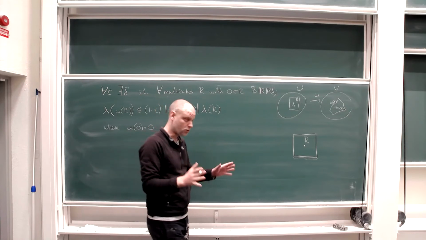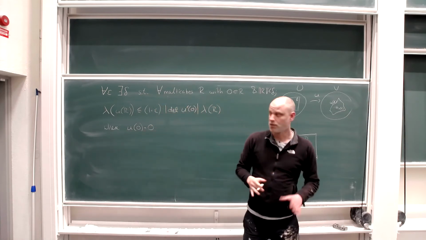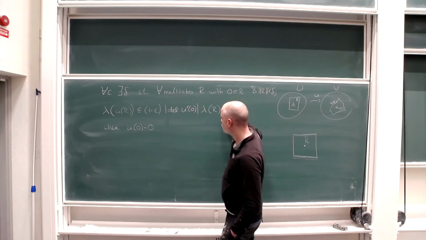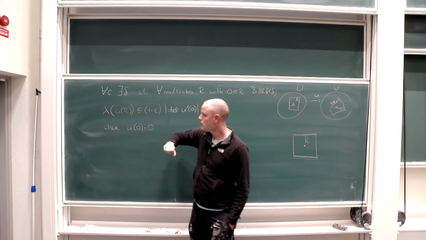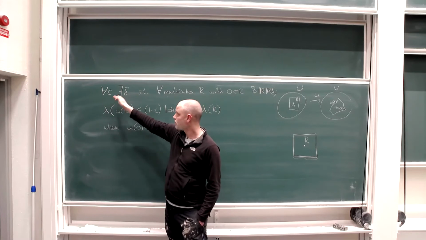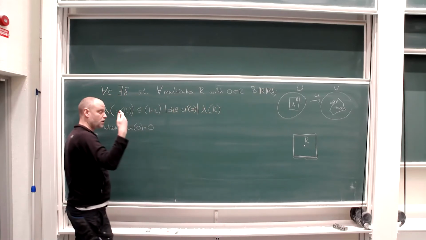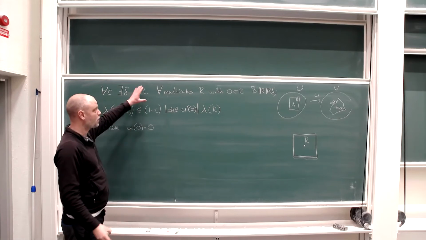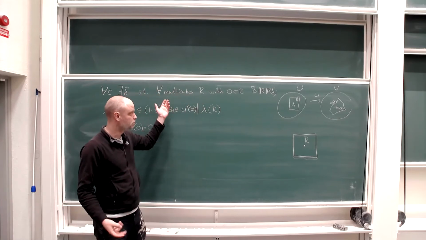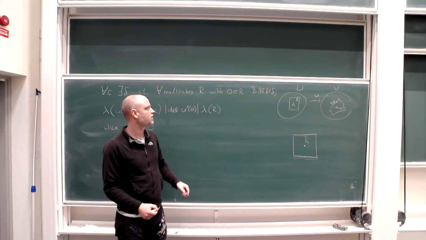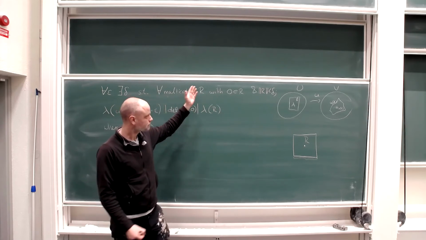Right, so I needed to structure this argument a bit better. We wanted to prove this: for all epsilon there exists a delta such that this formula holds. Here R is now a multi-cube with 0 inside R, because we said we have translation invariance.